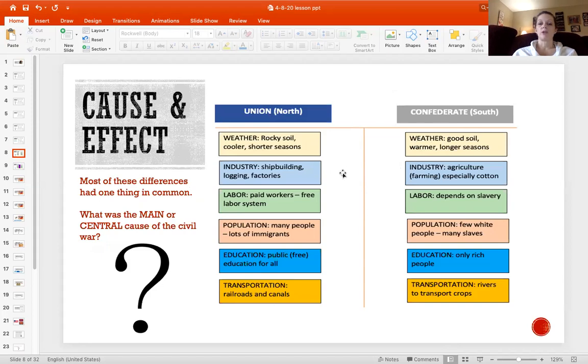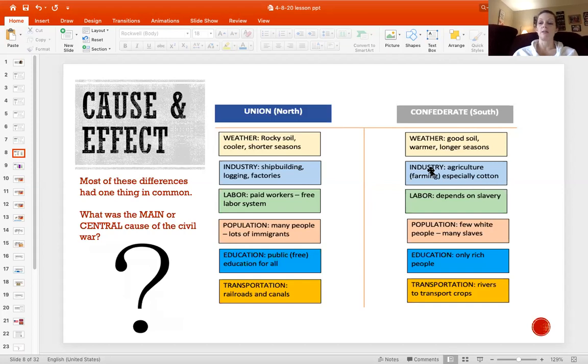The industries were much different. In the North, the Union had a lot of shipbuilding because they were right on the coast, a lot of logging. They had a lot of mountains filled with trees. They had logging, and they had a lot of cities and factories. The industry in the South, or the Confederacy, was mostly agriculture or farming, especially cotton. After the cotton gin was invented, cotton became what they call a cash crop.